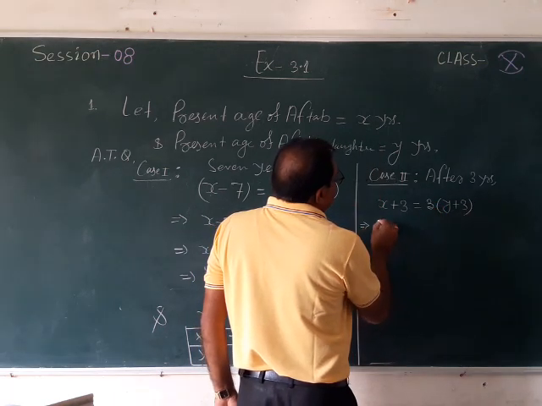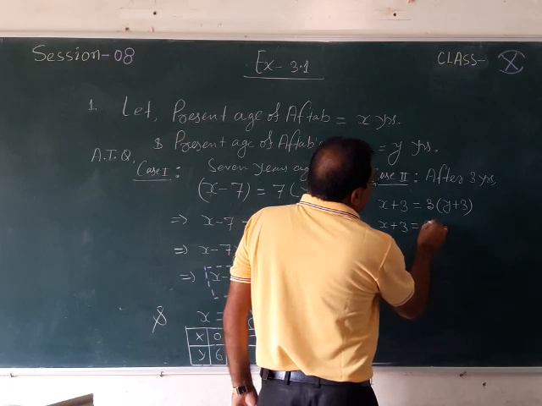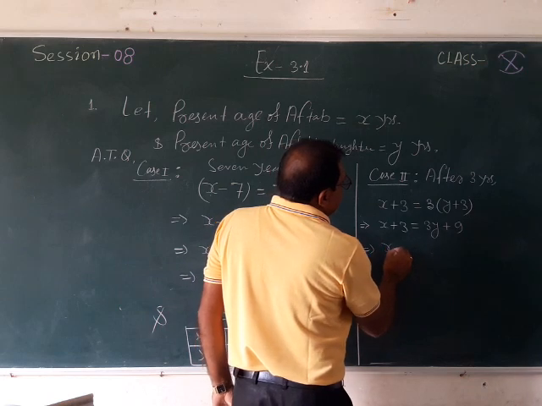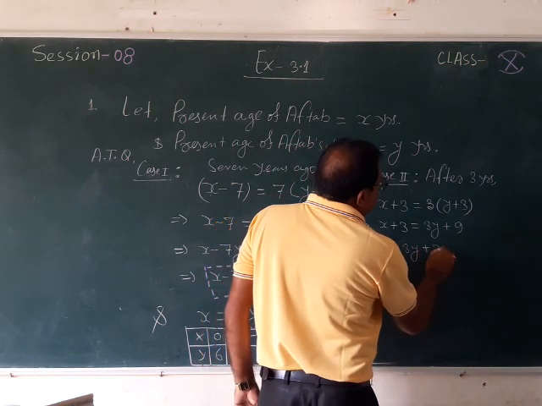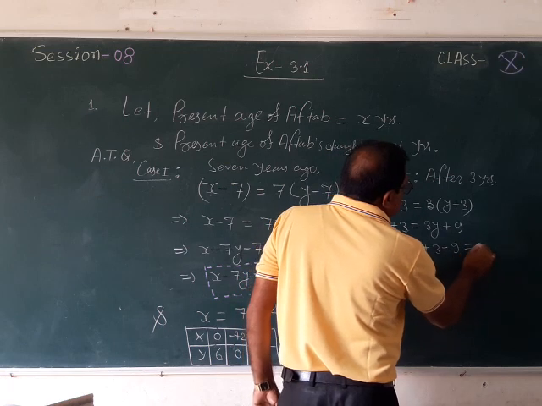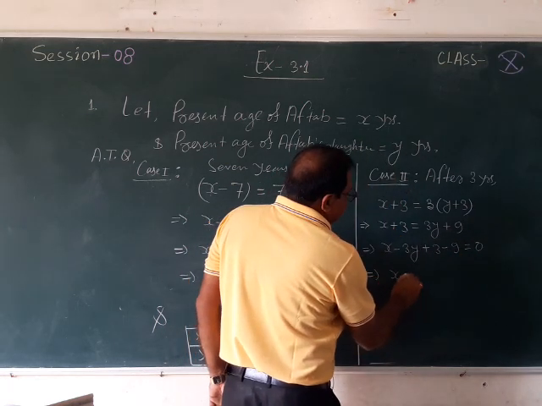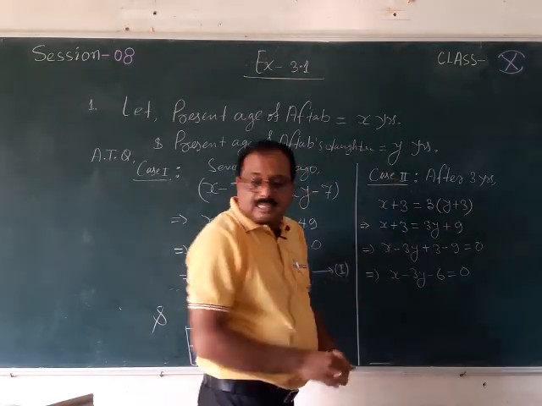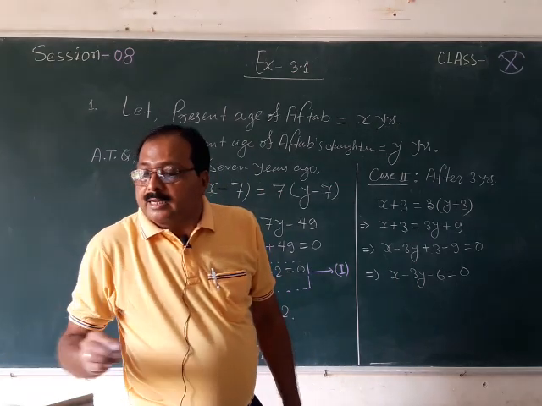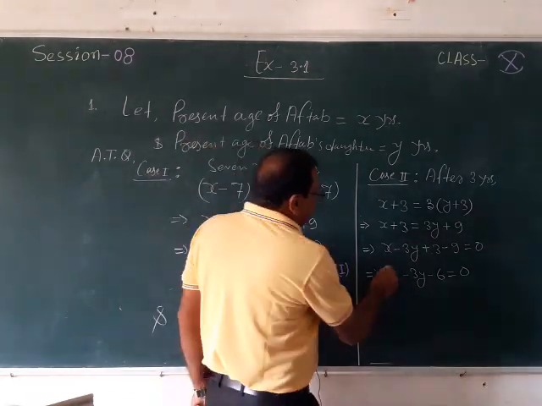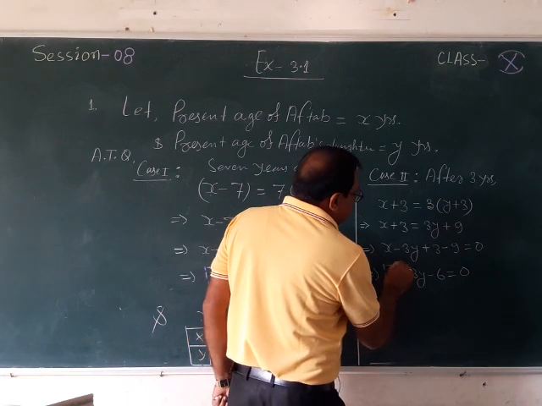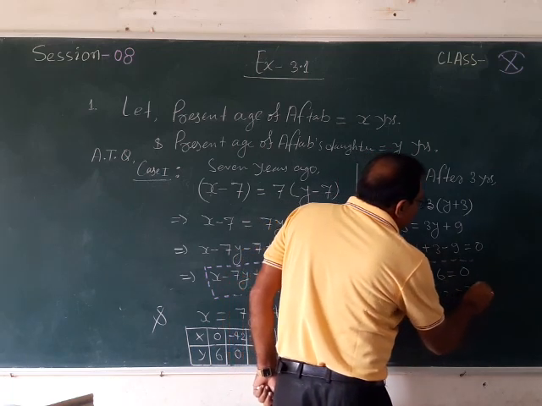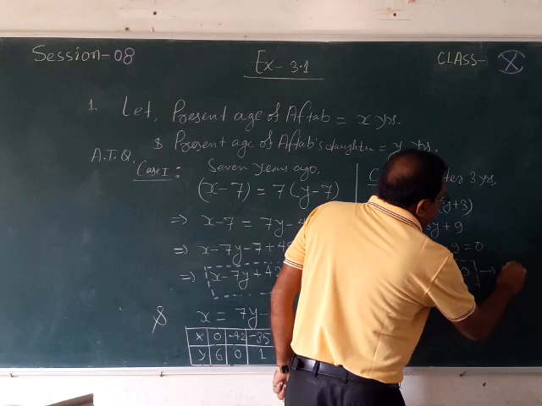Then you can settle down the equation, that is x plus 3 equal to 3y plus 9. Further it can be written as x minus 3y plus 3 minus 9 equal to 0. Further, x minus 3y minus 6 equal to 0. So this is your second equation, that is x minus 3y minus 6. This is equation number 2 which you have got.